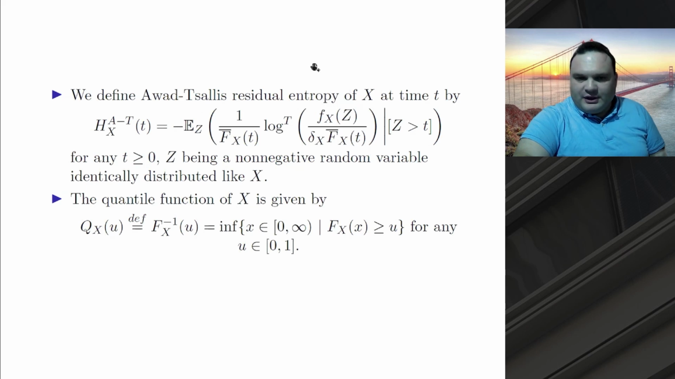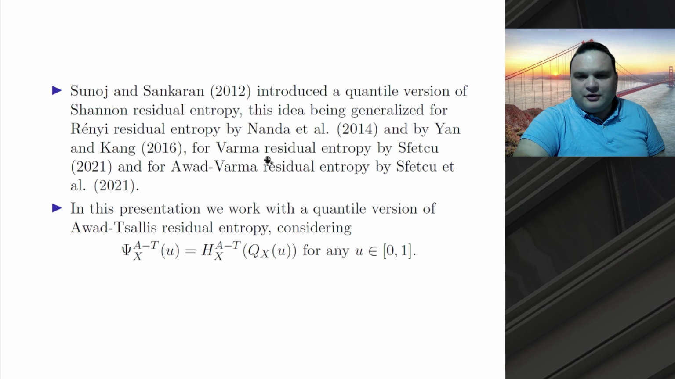Awad-Tsallis residual entropy is defined like this. We have here this supremum. And we recall the definition of the quantile function of the random variable X. It is here. In the literature, there are papers in which the authors consider quantile versions of Shannon residual entropy, of Renyi residual entropy, of Varma residual entropy, and of Awad-Varma residual entropy.